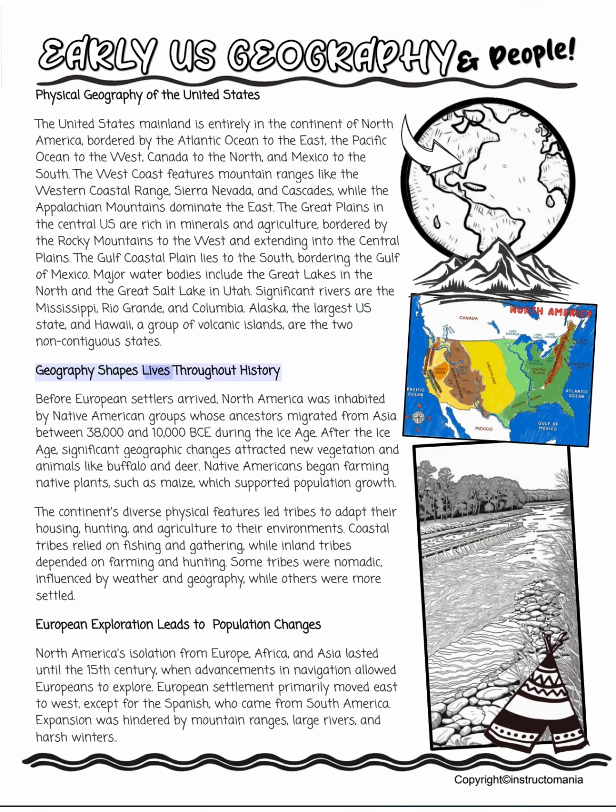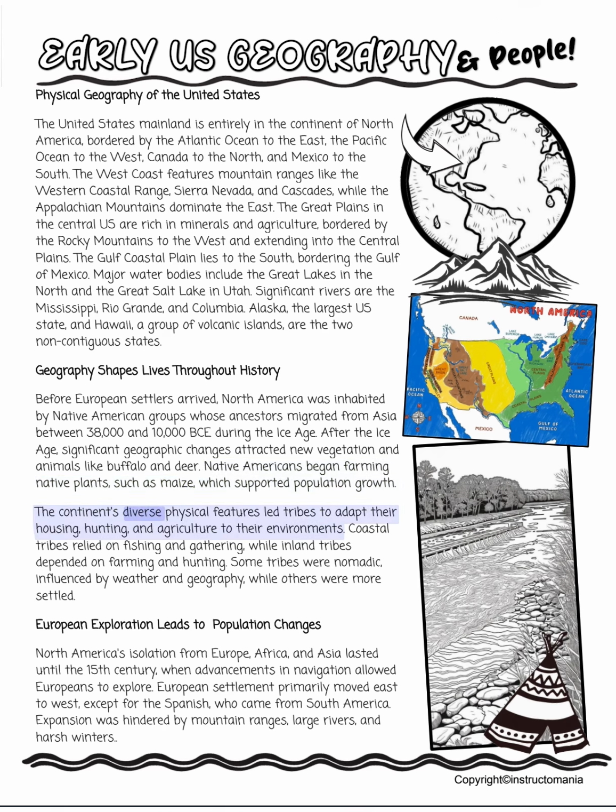Geography shapes lives throughout history. Before European settlers arrived, North America was inhabited by Native American groups whose ancestors migrated from Asia between 38,000 and 10,000 BCE during the Ice Age. After the Ice Age, significant geographic changes attracted new vegetation and animals like buffalo and deer. Native Americans began farming native plants such as maize, which supported population growth.